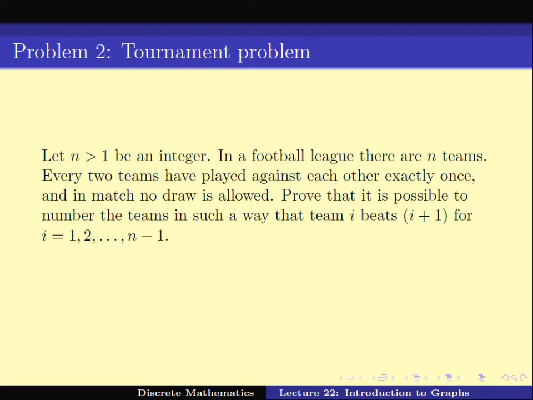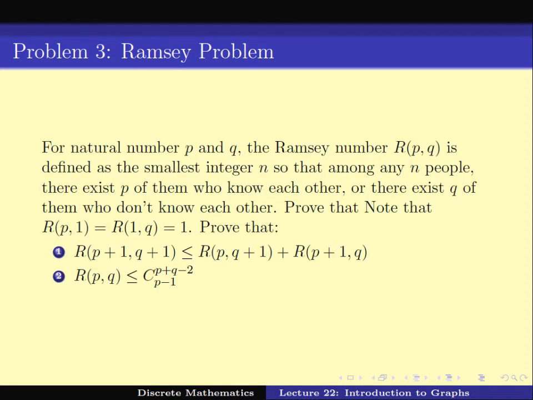Second problem, in a football tournament, we have to prove that I can order the teams so that team 1 defeats team 2, team 2 defeats team 3, and so on. And the Ramsey problem, which asks what is the smallest number n such that in any room with n people, there must be q of them who know each other, or there exist q of them who don't know each other.